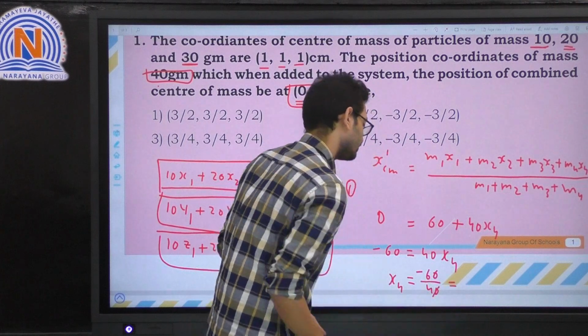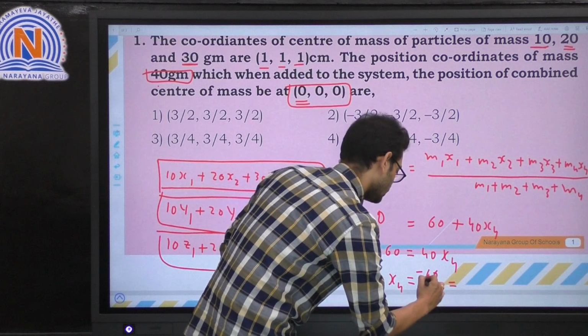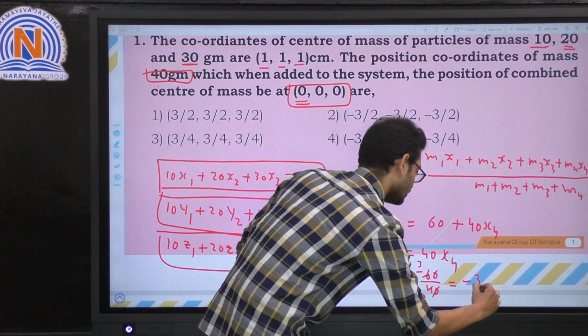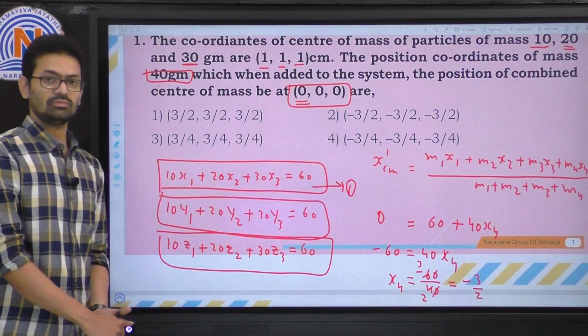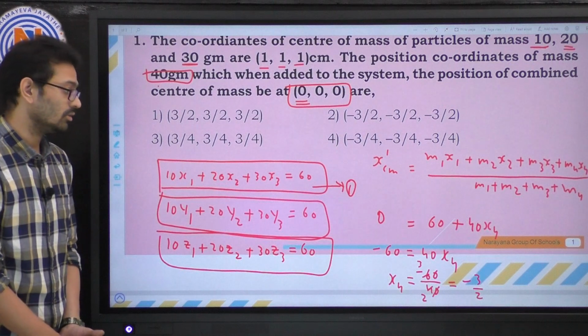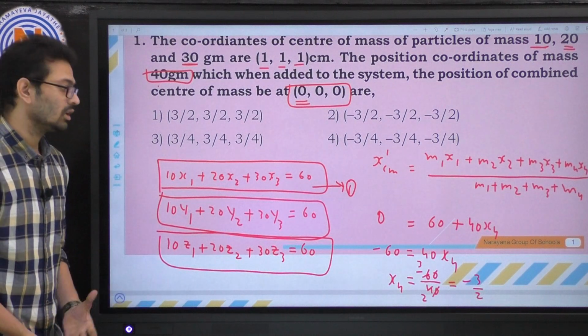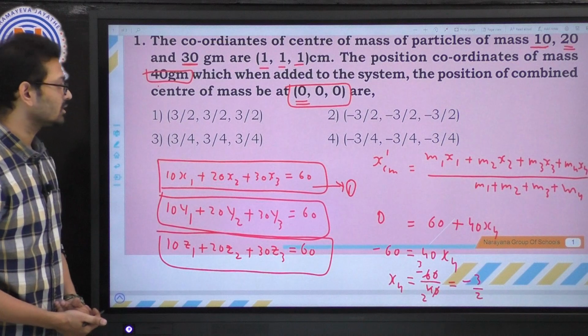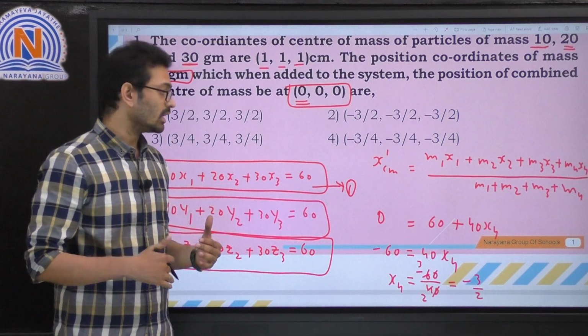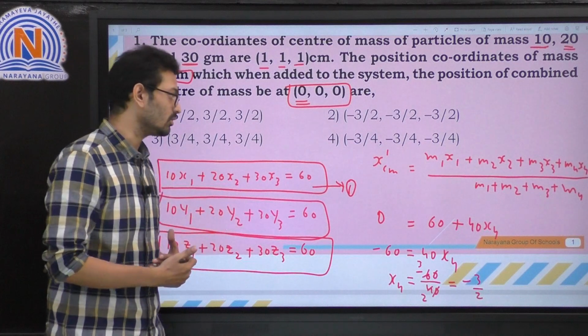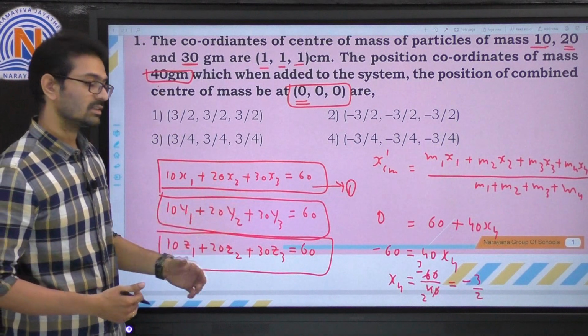Now from here x4 is nothing but minus 60 by 40, that is minus 3 by 2. So the x4 value is minus 3 by 2. I hope you all have found the x4 value. x4 value is minus 3 by 2. Right?